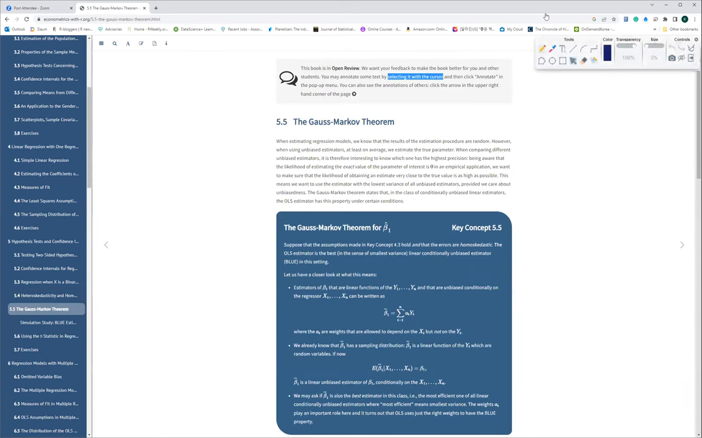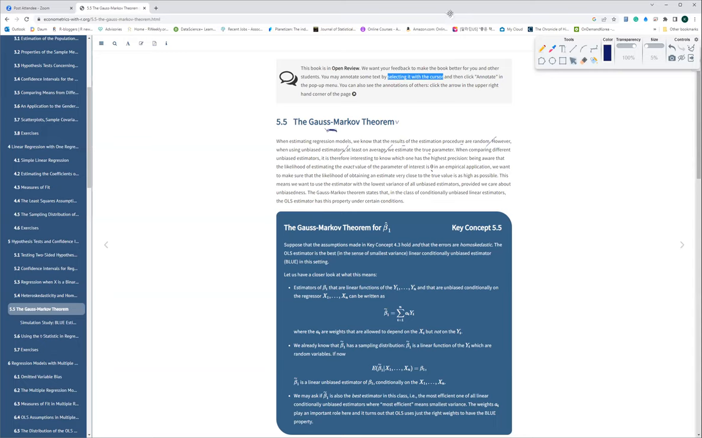Next is the Gauss-Markov theorem. I have never seen this theorem before. I think I learned it somewhere maybe in my econometrics class, but I cannot remember what it is about. But what it says is that when we estimate the regression model, the estimation procedure is random. But when using unbiased estimates, at least on average, we can estimate the two parameters. But what if it is a biased estimate? That's what this theorem is about, I guess.